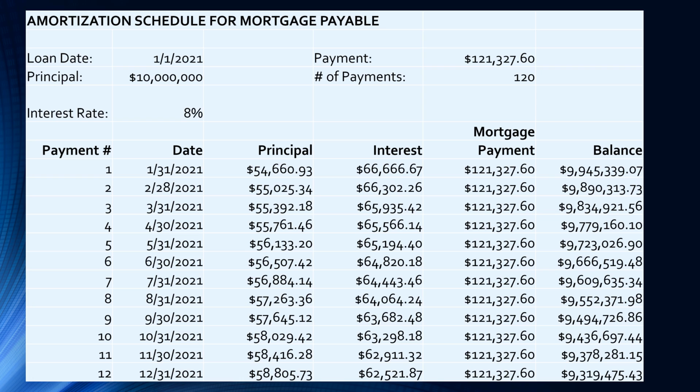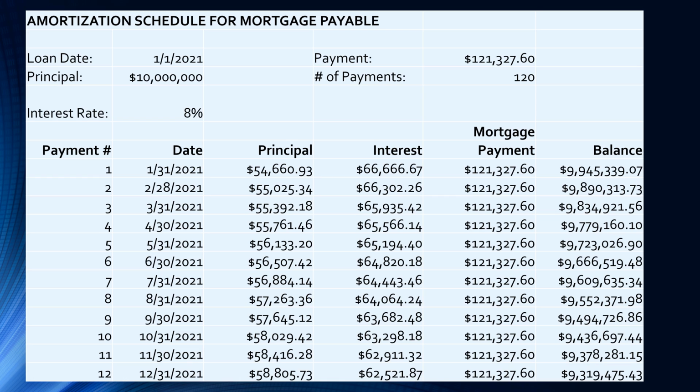So if you look at payment number 1, it covers January 1st through January 31st. And if you notice, the principal amount, as we stated earlier, is $54,660.93. And the interest is $66,666.67. Notice that both the principal and the interest are always going to make up the same mortgage payment.